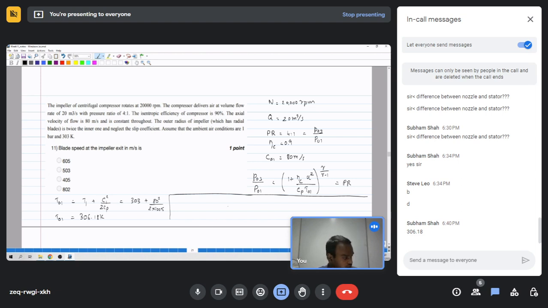Now we know that putting this expression, we have 4 is equal to 1 plus 0.9 into U square divided by Cp, which is 1005, into T01, which is 306.18. The whole power gamma, which is 1.4, by gamma minus 1, which is 0.4. Now we have to find the value of U.